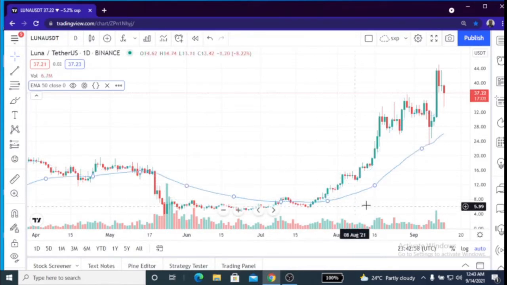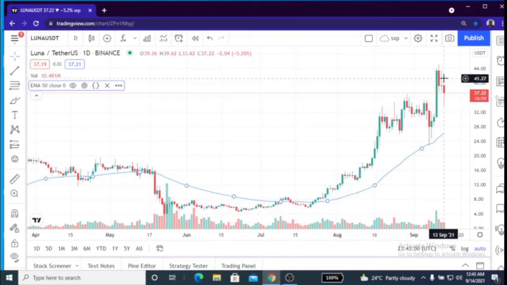Now you can see that the price is well above the 50-period EMA, and at this point it was even retesting the 50-period EMA before moving back up. So this is a clear sign that this chart is in an uptrend.